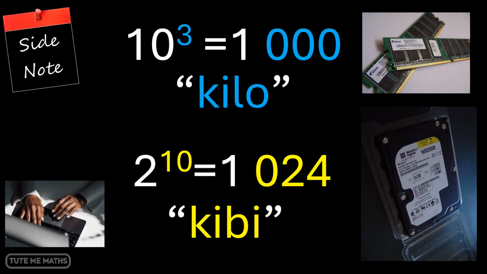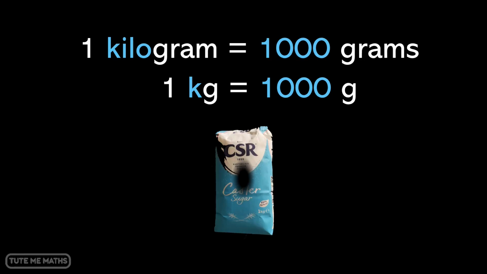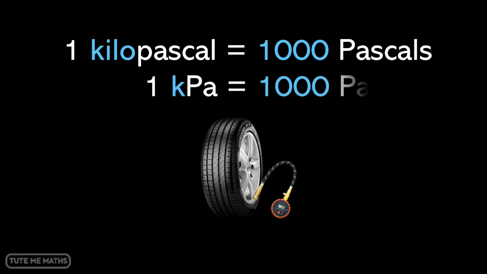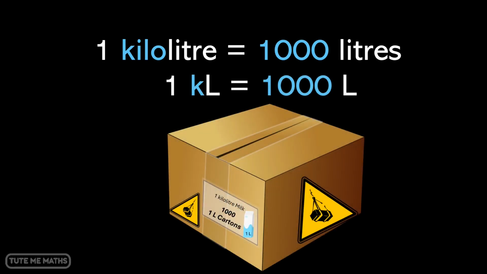So whenever you hear kilo, it should mean 1,000. A kilogram means 1,000 grams. The metric unit for measuring air pressure is the pascal. A kilopascal means 1,000 pascals. And the symbol for a litre is a capital L. A kilolitre is, of course, 1,000 litres.